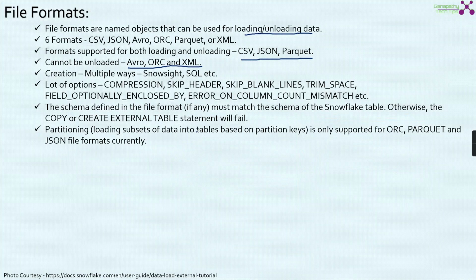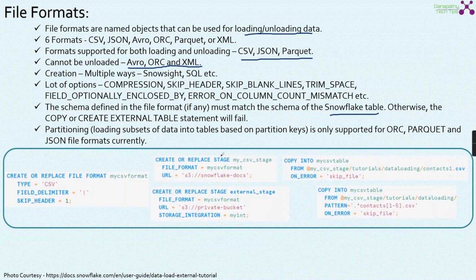And then, the schema defined in the file format must match the schema of the Snowflake table. This is very evident while creating the external table statement. If the schema of the Snowflake table doesn't match the schema of the file format, then the external table create statement will fail. Partial loading, meaning we want to load some subset of data from a bigger chunk of data, is supported only for 3 file formats, which are ORC, Parquet, and JSON.